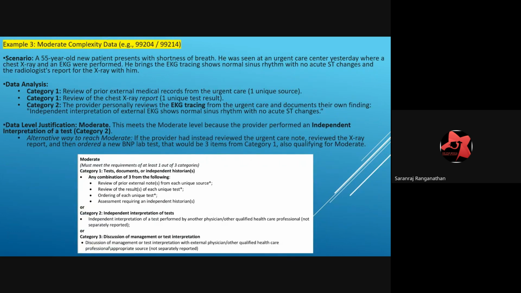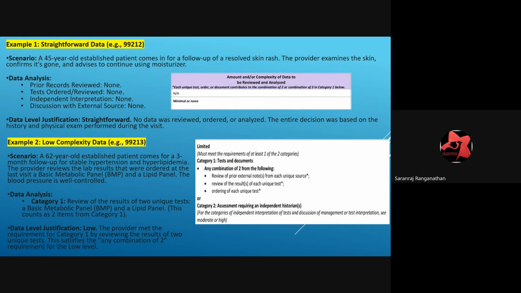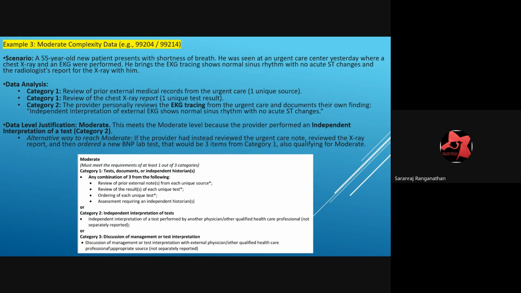Then the third one is moderate complexity of the data. Here, same as before, we have category 1, 2. Additionally, we will have one more category. Here also the rule says out of three categories, it has to meet any one. The quite interesting and very important point we need to notice here is assessment requiring an independent historian. If you see here, previously assessment requiring an independent historian was a separate category. But here, that category is merged with category one.